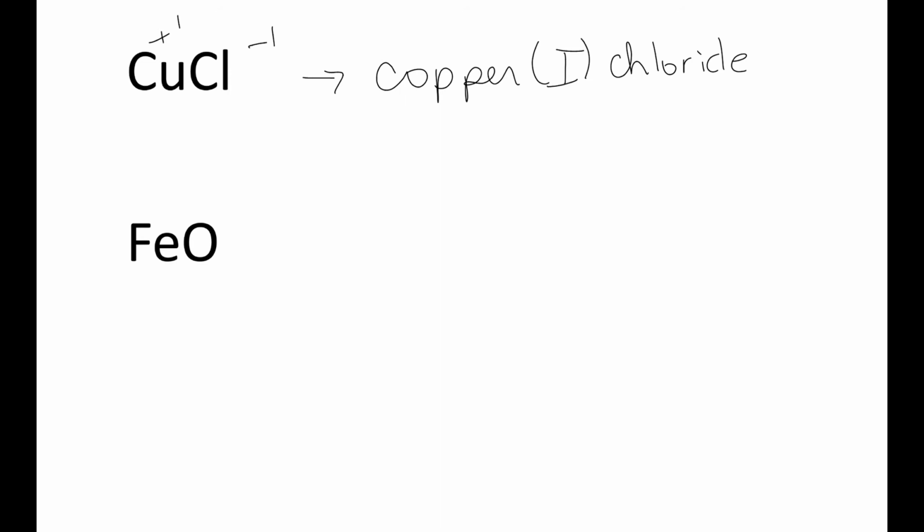So here we have Cu and Cl. Now we know that Cl has a -1 charge. It's in group 17 of the periodic table, which has a -1 charge, which means the copper has to have a +1 charge. So this is copper 1 chloride. Now the next one, you look at oxygen. Oxygen has a -2 charge if you look on the periodic table. It's in group 16, so it's got a -2 charge. So the iron has a +2. So this is iron 2 oxide. Not too hard, I hope.